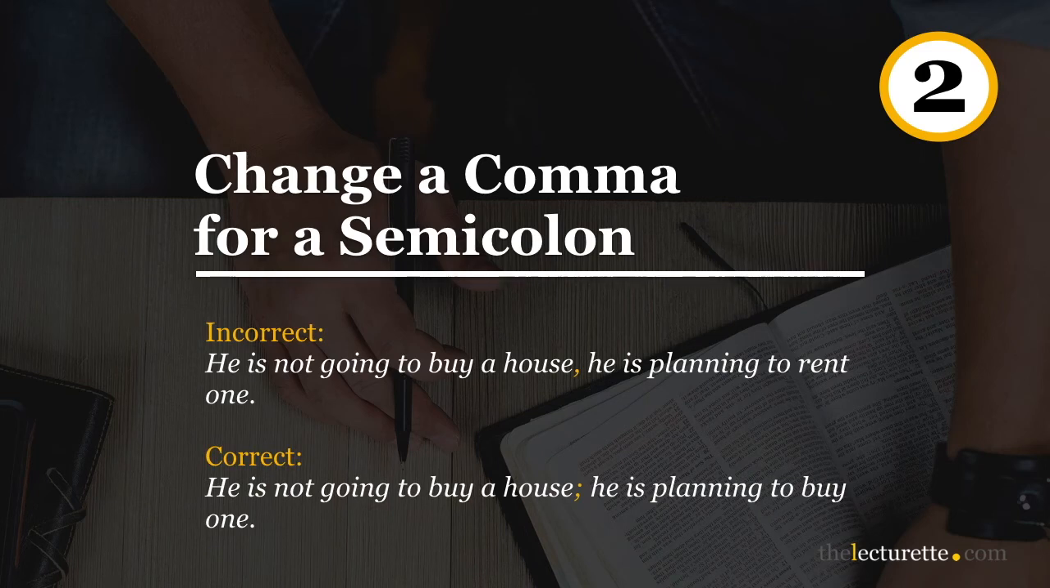As you can see, nothing really changed apart from the fact that the comma has now been replaced with a semicolon. Note that if you decide to use a semicolon, make sure that there's a close logical connection between the two independent clauses. In this case, the semicolon worked because both phrases are about ways to get a house, for example, which is the logical connection.